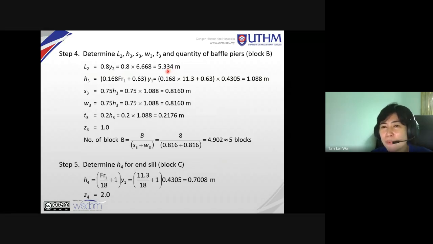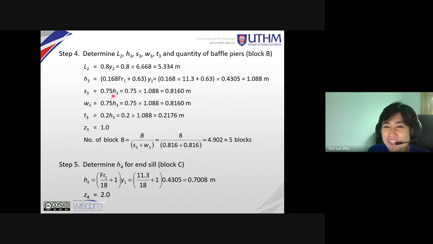So once you have L2, you already know between block B and block C what would be the length, because you already have L. Now H3, using the formula, is about 1 meter height. S3 is about 1 meter high. That means you can guess how high it is. How huge is the spillway? We are about 1.5, 1.6 meter tall. This is like half of us already. No, sorry, a third. Sorry, two-thirds of us. It's about two-thirds of us.